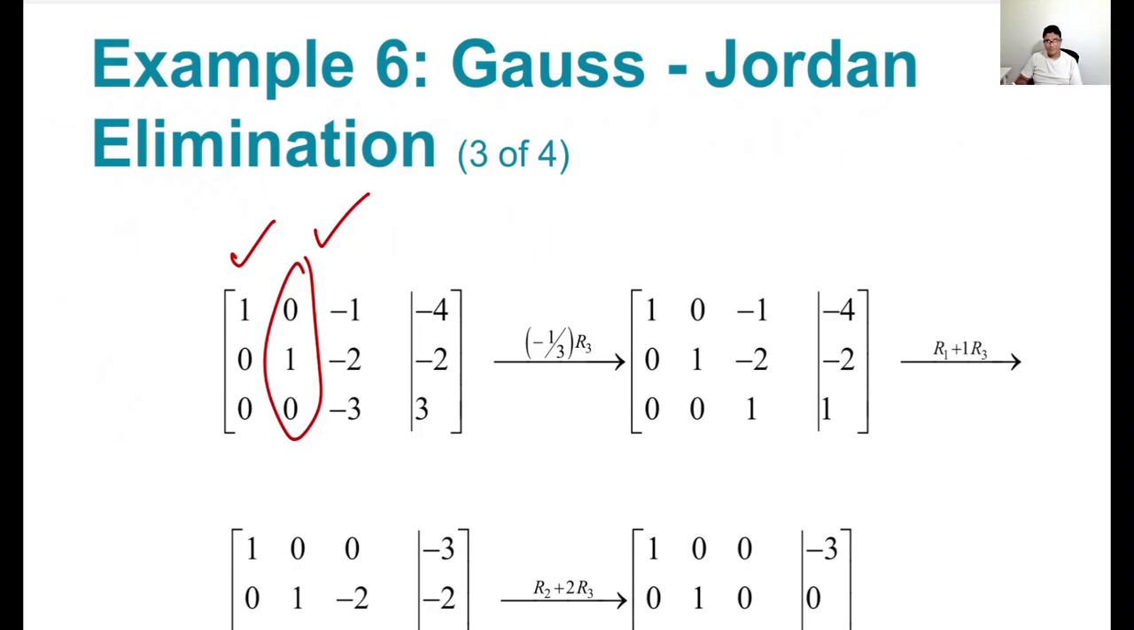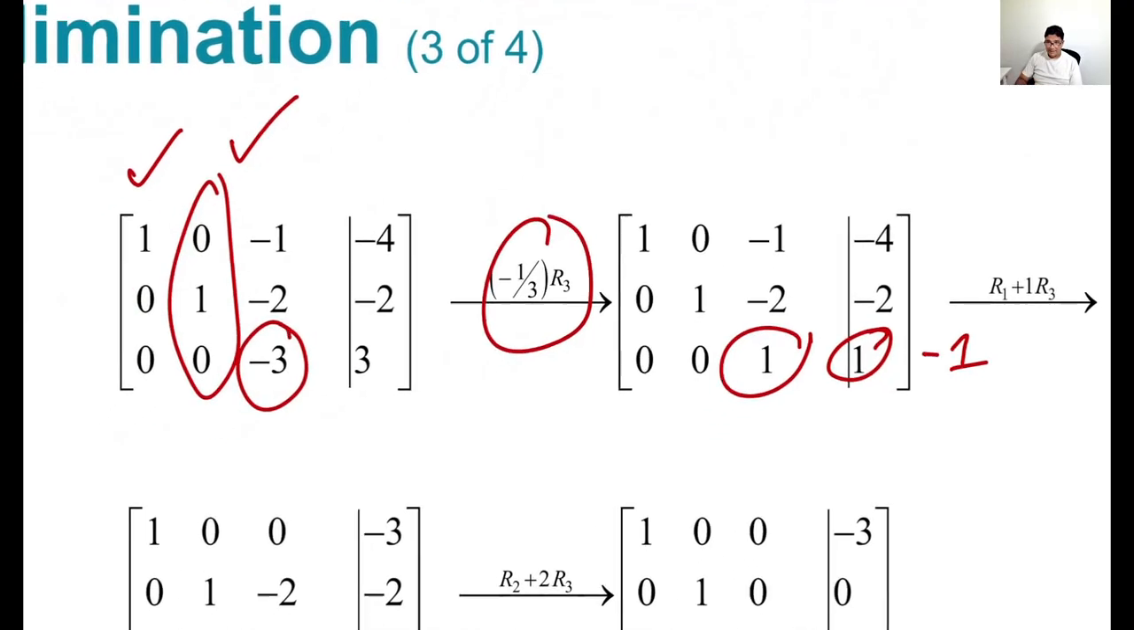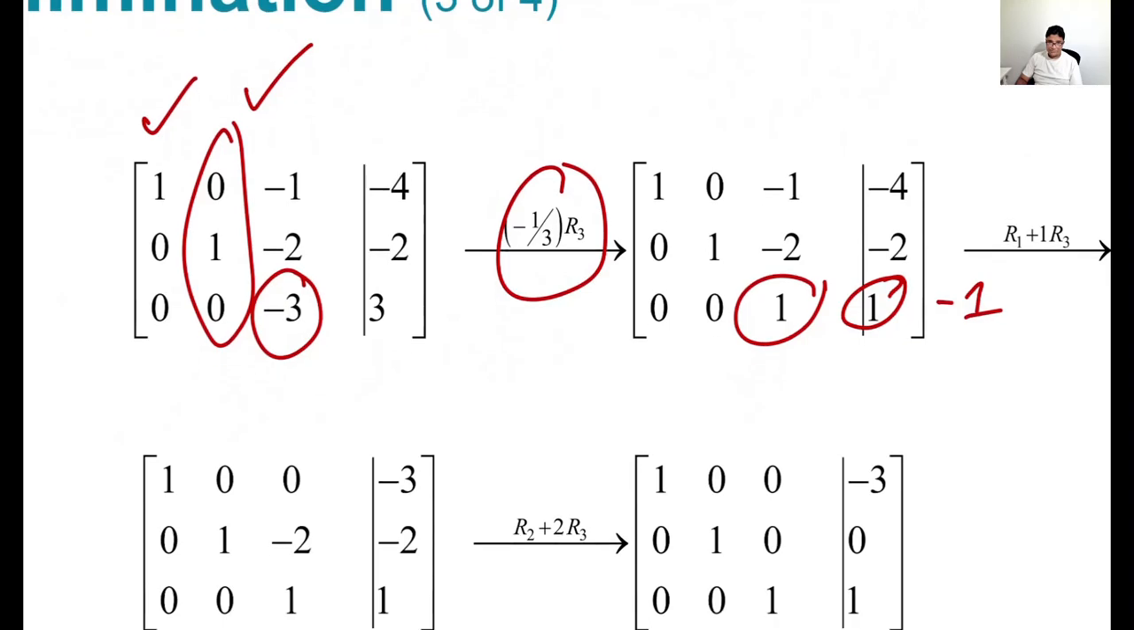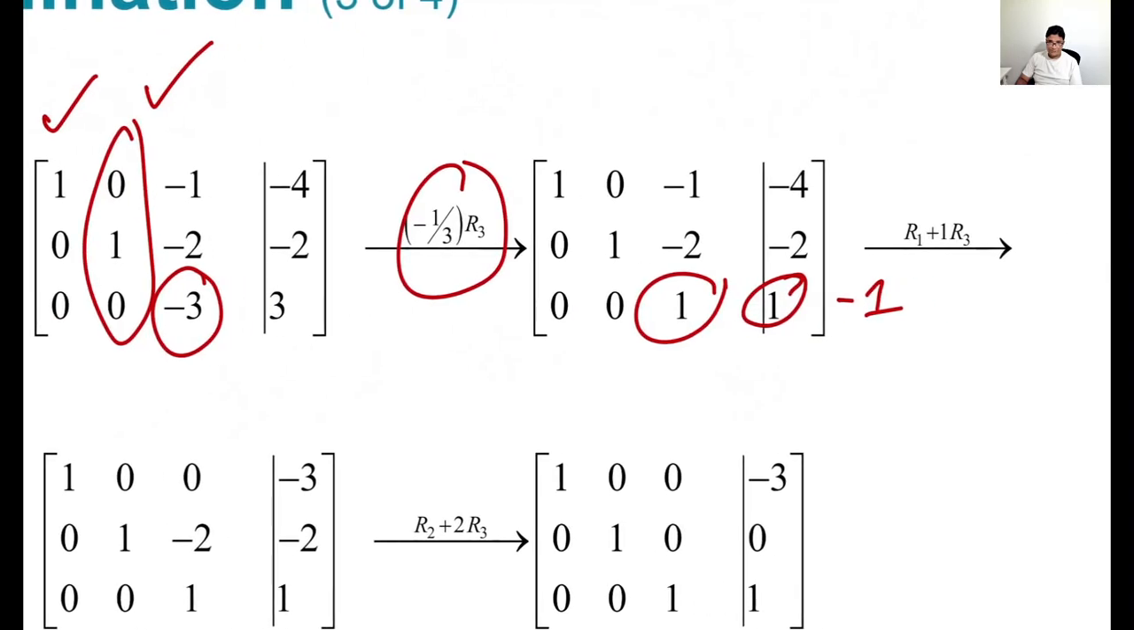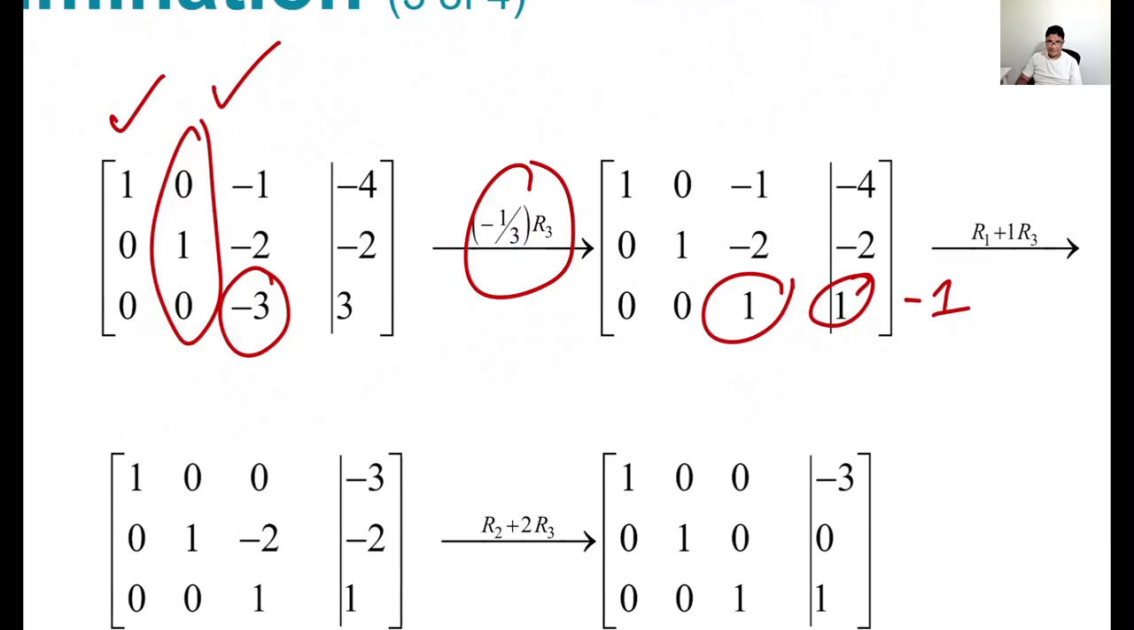Focus on the third column. I have -3. So divide by -3, that gives you 1 here. Okay. And when you divide by -3, is that a typo here? I'm observing a mistake here. This should be -1 because you're dividing by -3. Okay. And then what do you do? Unless I'm mistaken. Yeah. Okay.